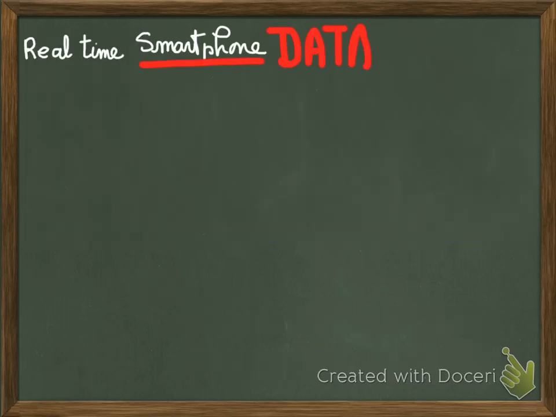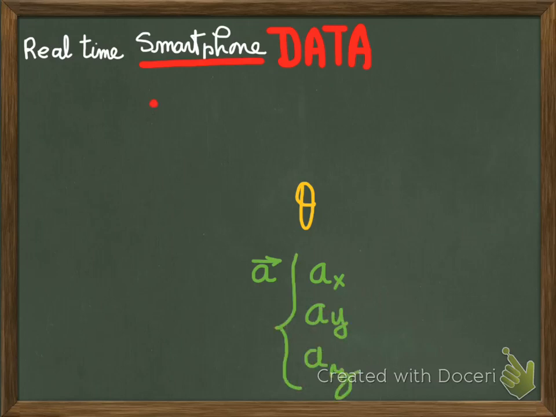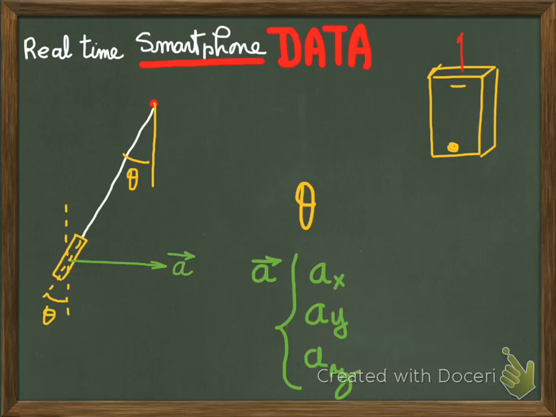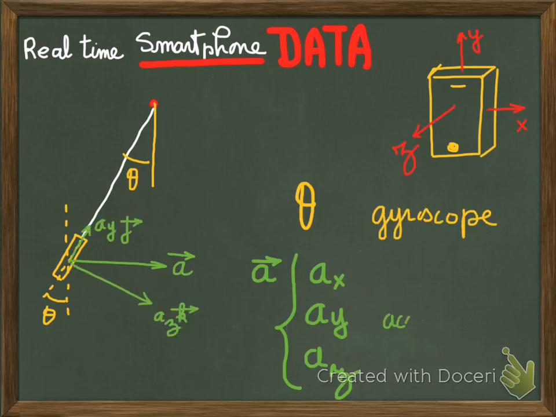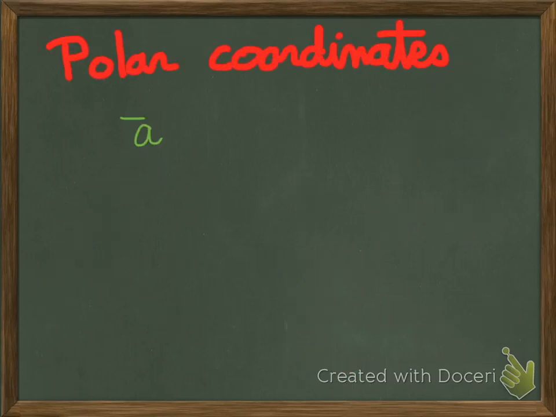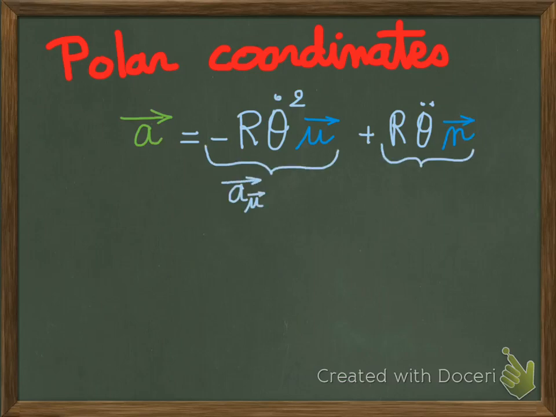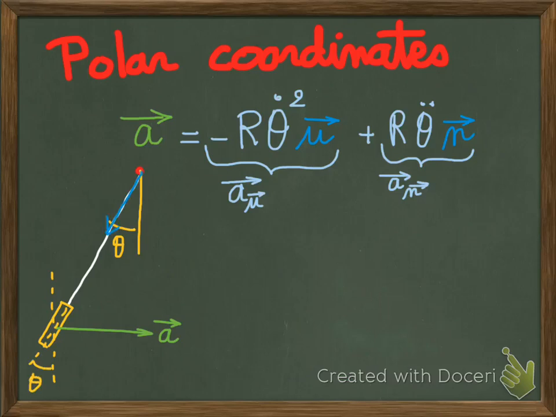Real-time smartphone data transferred to the connected PC are the theta angle as here defined and the vector acceleration as measured in the iPhone frame in three components AX, AY and AZ. In polar coordinates, this vector acceleration is written classically with two components, one along the u vector and one along the n vector.